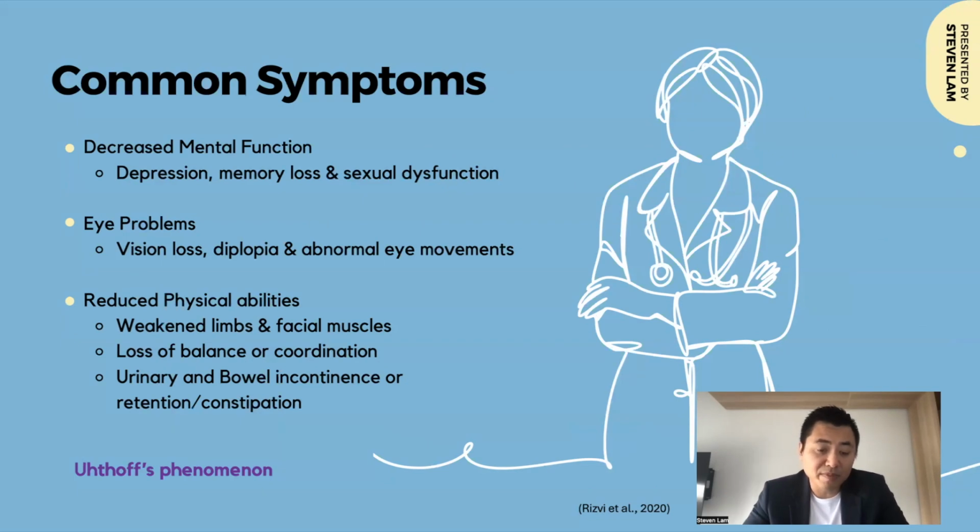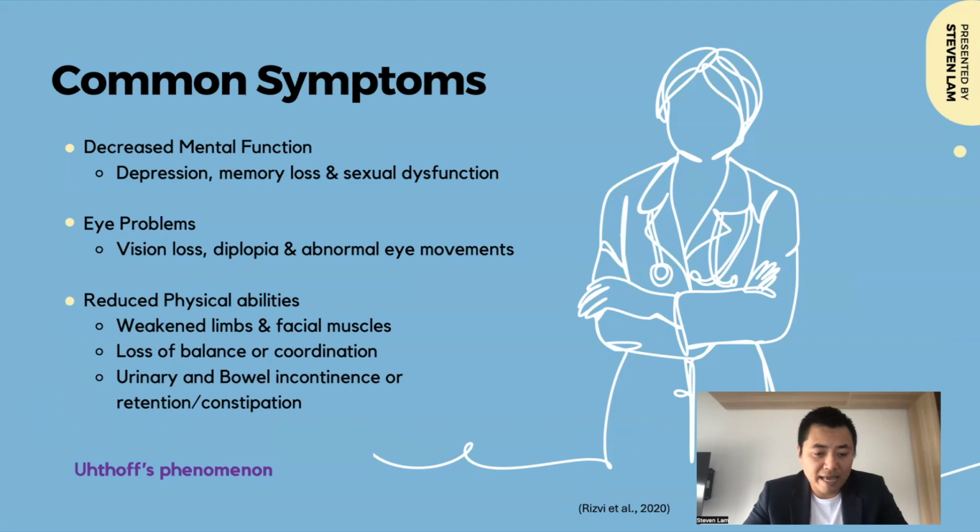You also have eye problems. So people have vision loss, diplopia, so that's when you see two images, and abnormal eye movements. You also get reduced physical abilities. So you get weakened limbs, weakened facial muscles, loss of balance or coordination. And you also get urinary and bowel incontinence or retention.